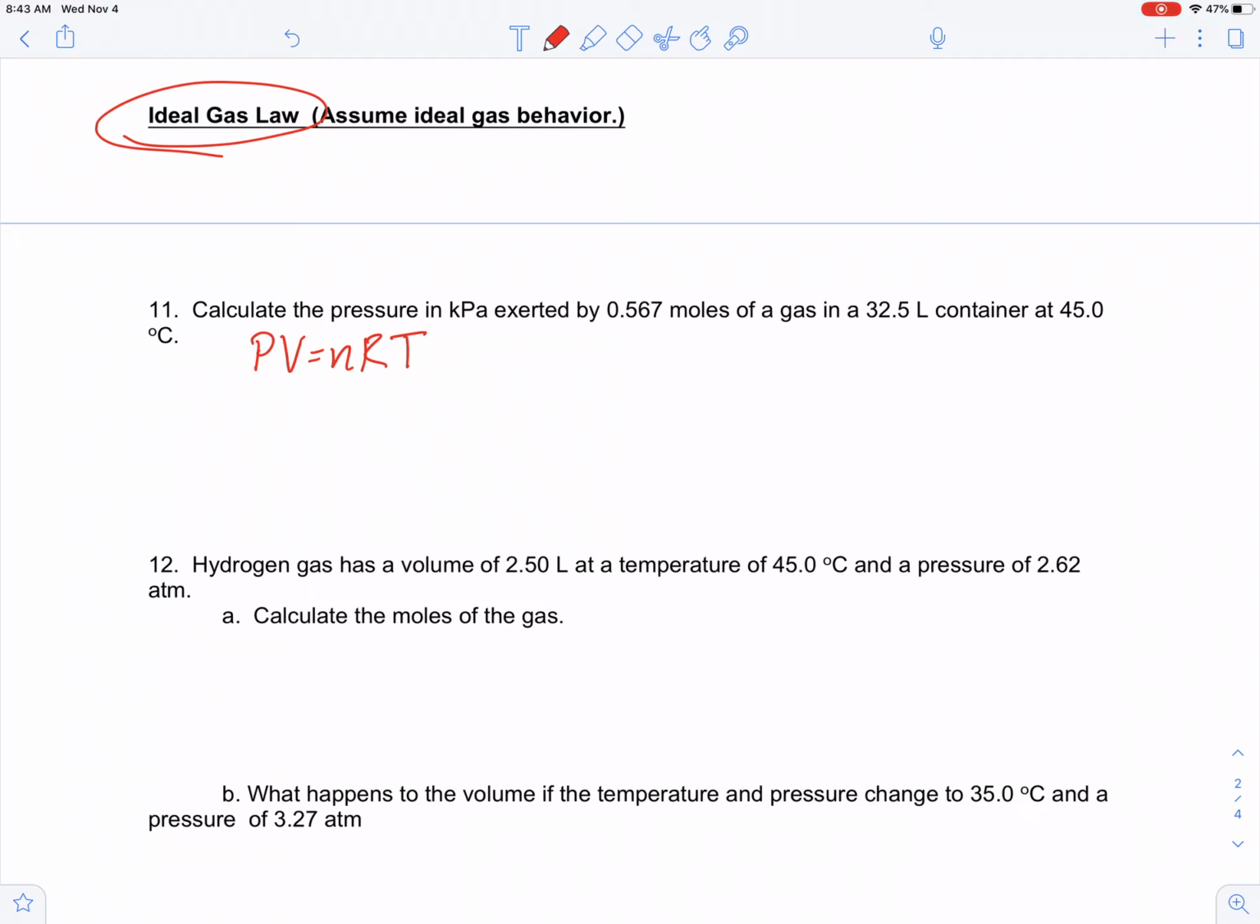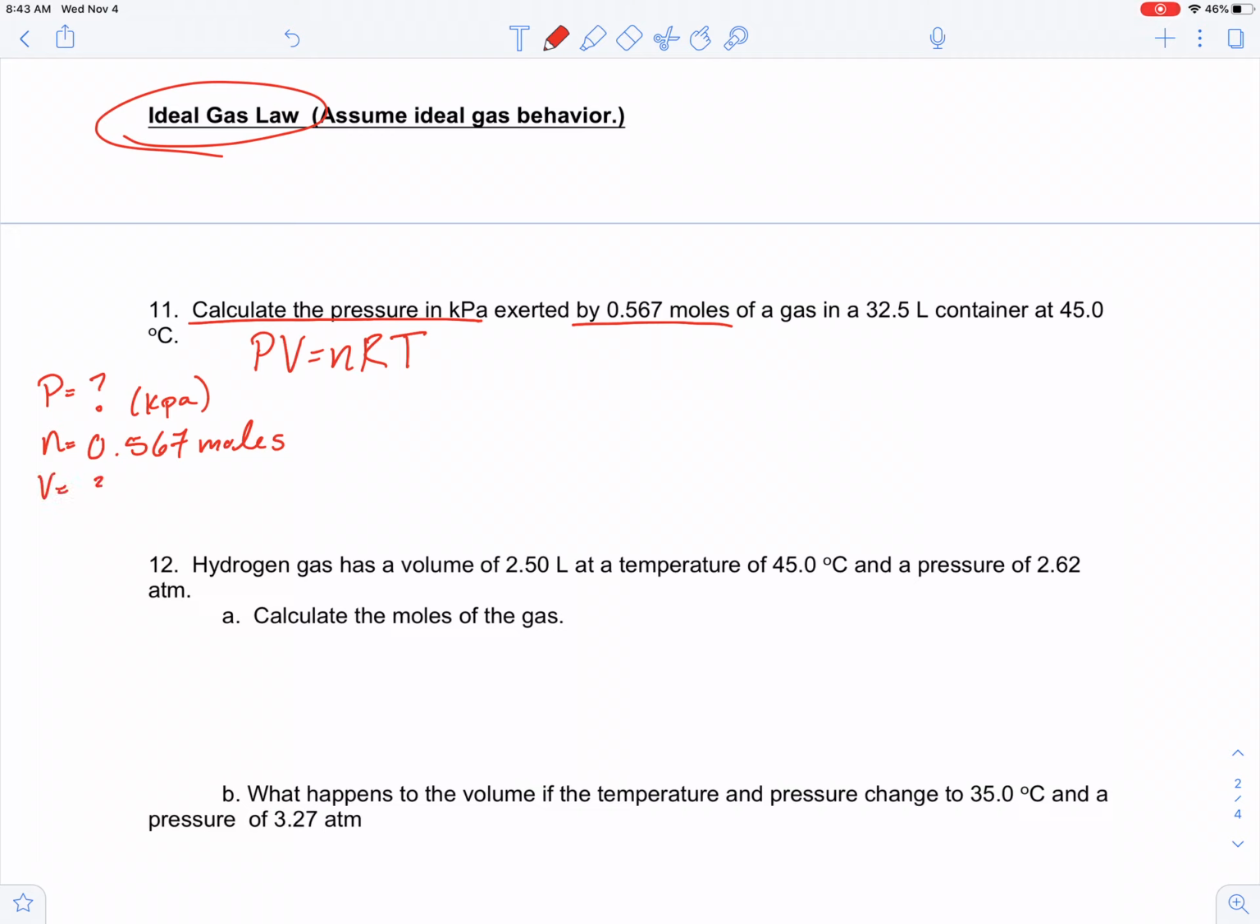And the next thing I like to do is write down all of my givens. So I know that what I'm going to be trying to calculate is pressure. So pressure is my unknown. And just to note it, I know that I'm going to be looking for pressure in kPa. My moles of gas is 0.567. It doesn't matter what the type of gas is, just how many particles there are, so 0.567 moles of it.